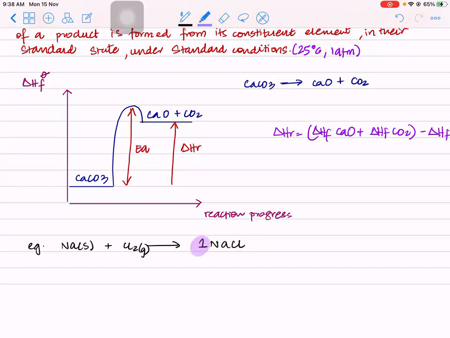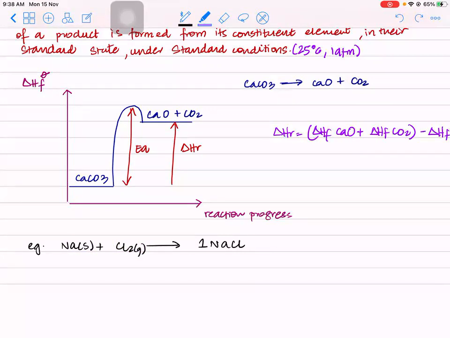1 mole of compound or 1 mole of anything being formed from its constituent elements in their standard state under standard conditions, which are 25 degrees Celsius and 1 atm pressure. That is called what? Enthalpy change of formation.